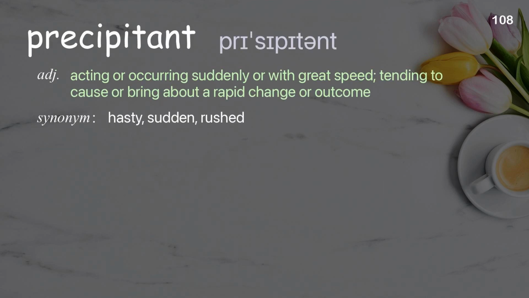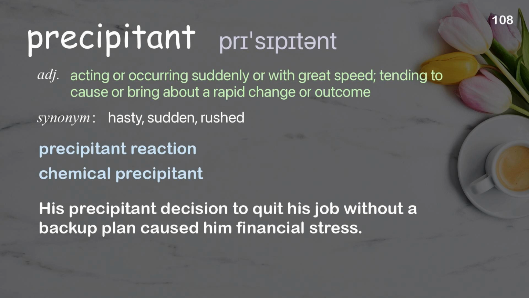Precipitant. Acting or occurring suddenly or with great speed, tending to cause or bring about a rapid change or outcome. Examples: Precipitant reaction. Chemical precipitant. His precipitant decision to quit his job without a backup plan caused him financial stress.